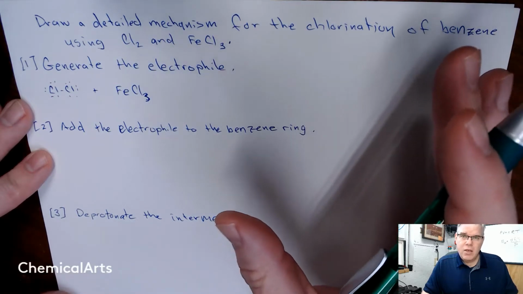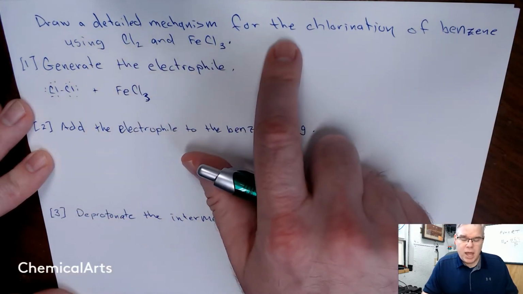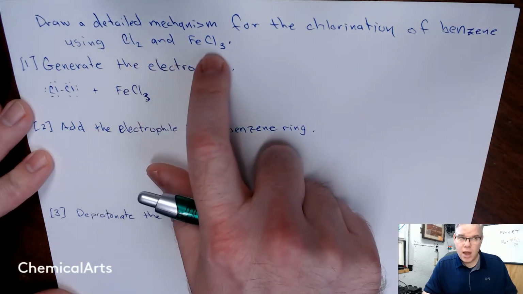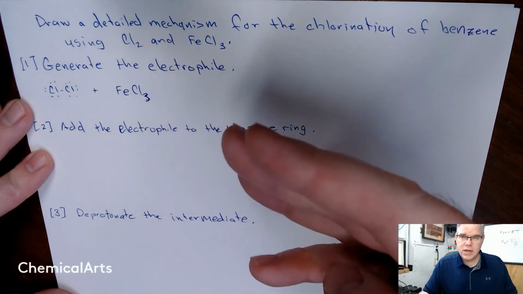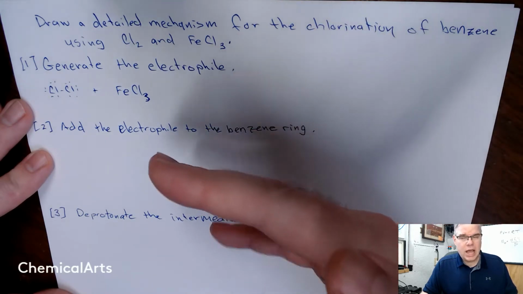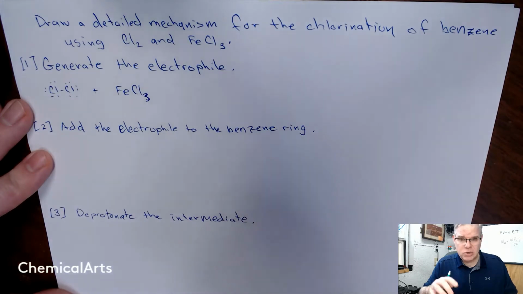All right, today we're going to draw a detailed mechanism for the chlorination of benzene using chlorine and iron(III) chloride. There are three steps that I want you to follow when you're doing this, and if you follow these three steps, doing the electrophilic aromatic substitution will be relatively straightforward.